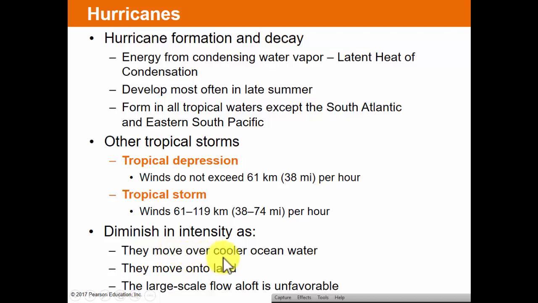Well, they move over cooler water. Simply because if they're over cooler water, they don't have as much energy. The cooler water has lower temperatures and also less water vapor because it's cooler. Cooler air holds less water vapor, and that means you have less latent heat release from condensation. With less latent heat, you have less of an updraft, which means you have less wind flowing into the updraft, and you have lighter wind. So if hurricanes move over cooler water, they will diminish.